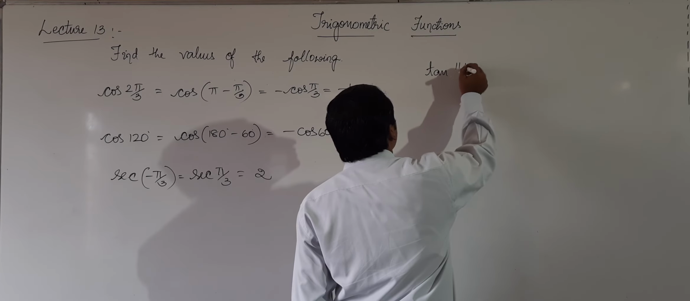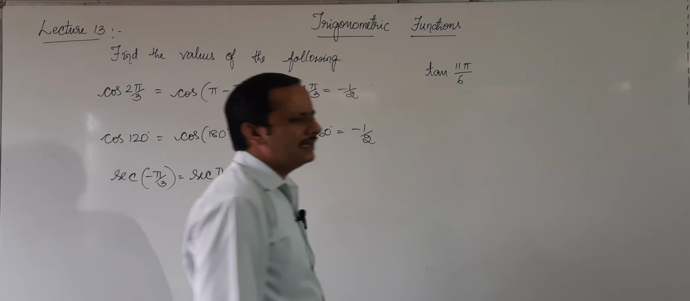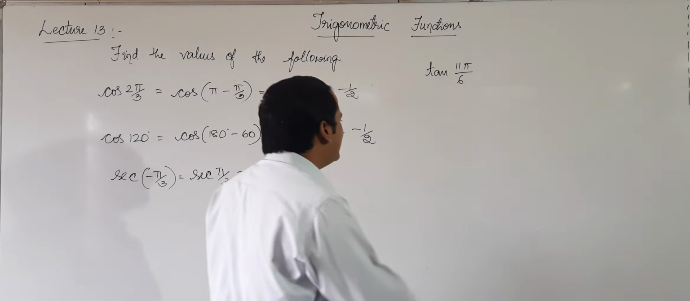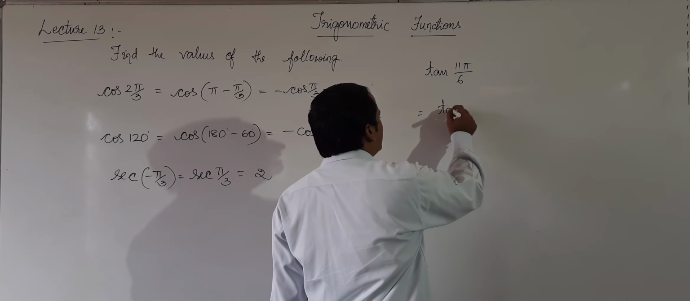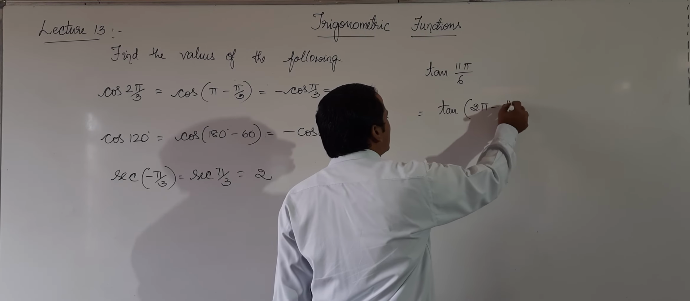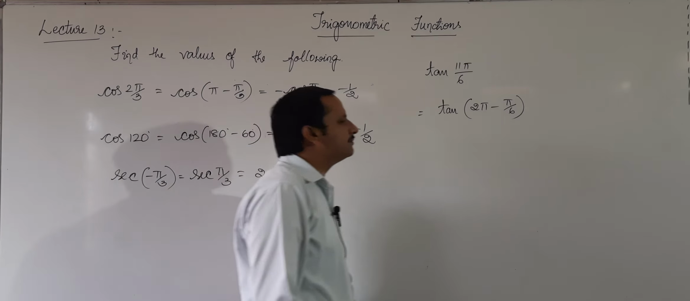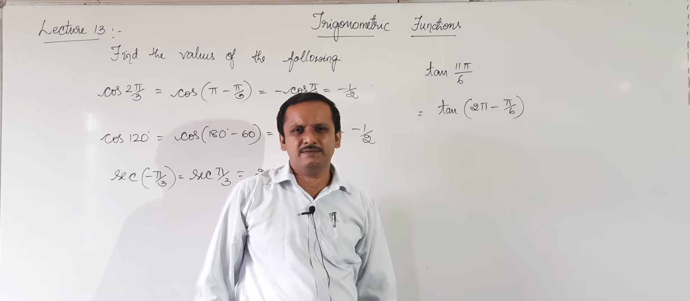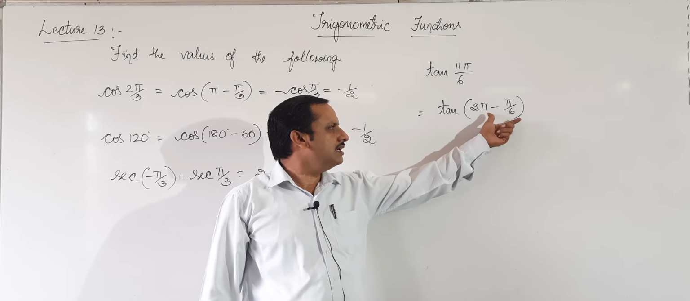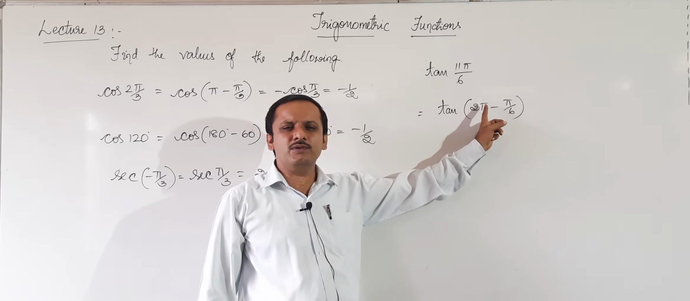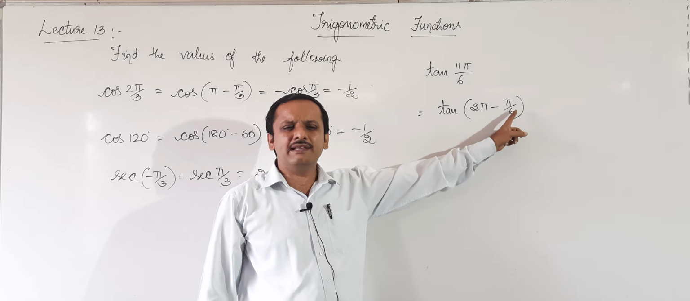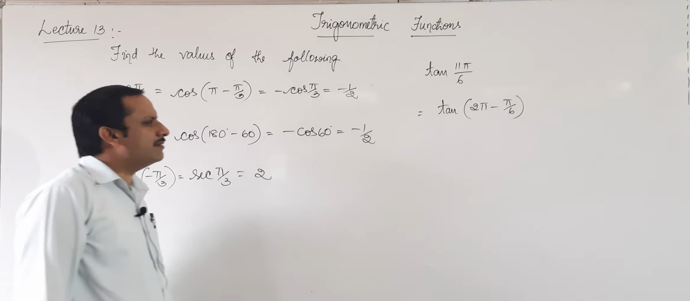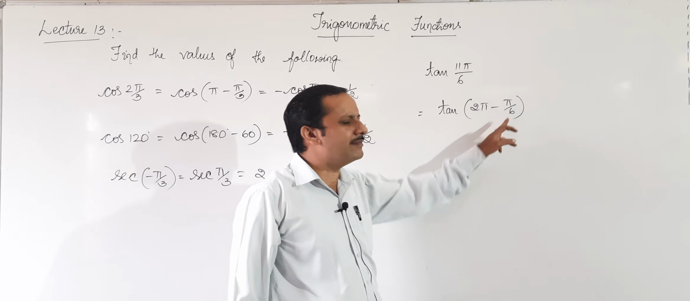Tan 11 pi by 6. I will write this as 2 pi minus pi by 6. 11 pi by 6 can be written as 2 pi minus pi by 6. Okay? Observe, take LCM, 6 into 2 pi, 12 pi minus pi, 11 pi by 6. So tan 11 pi by 6 can be written as tan of 2 pi minus pi by 6.